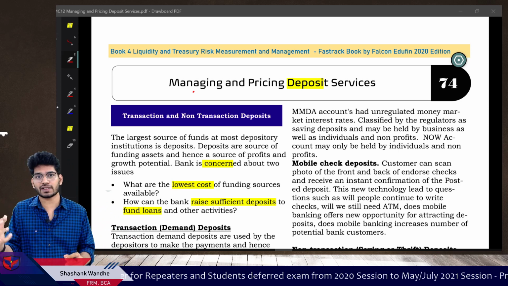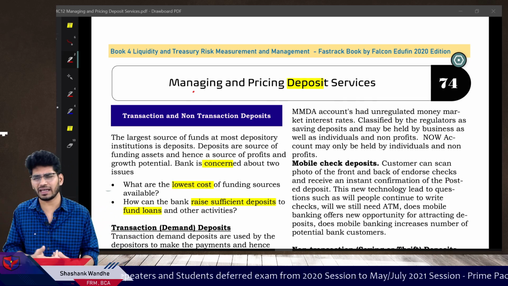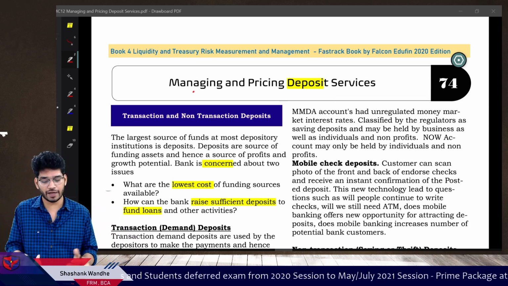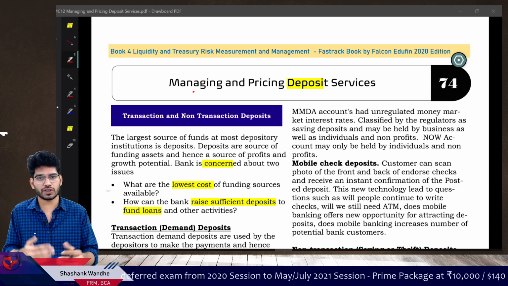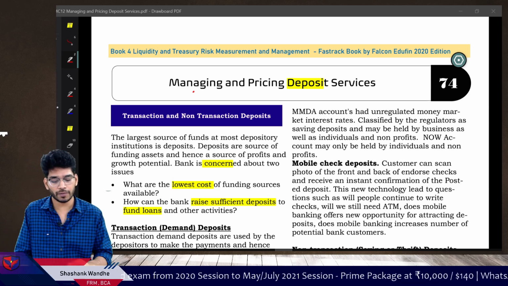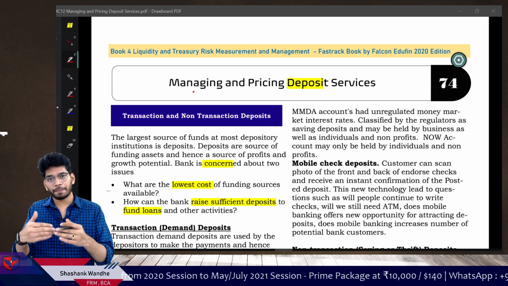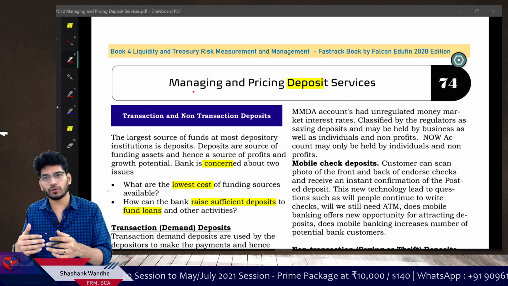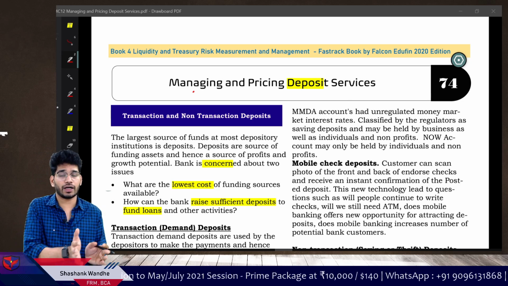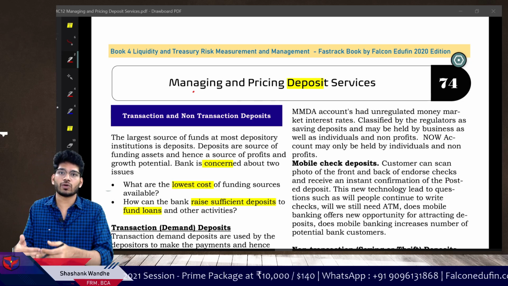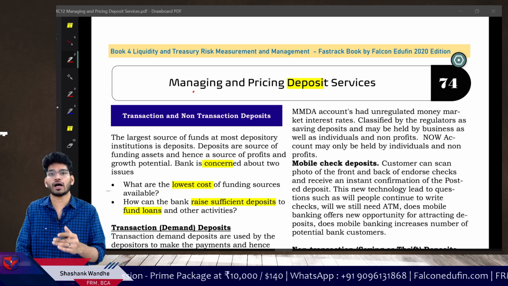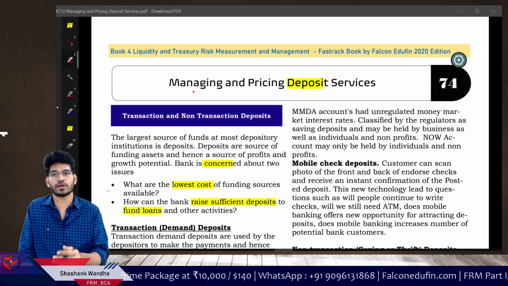So deposit services are used in various forms in India. If you just consider the Indian form of deposit services, then we can say it is a savings account, current account, term deposit, which is a fixed deposit account, and so on. So all these are deposit accounts. Now, when the bank is unable to fulfill its loan requirements or loan demands using these sources, the bank goes to the next source, which is the non-deposit sources.